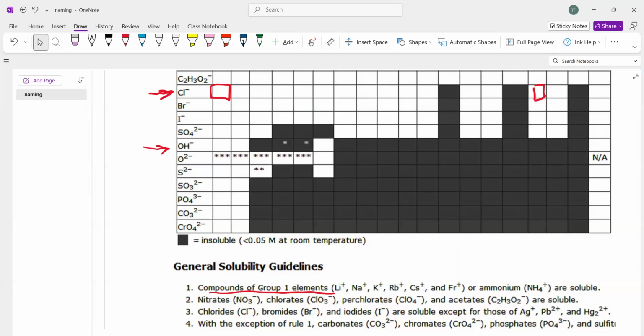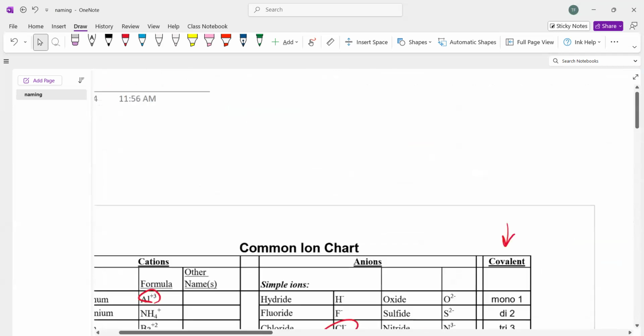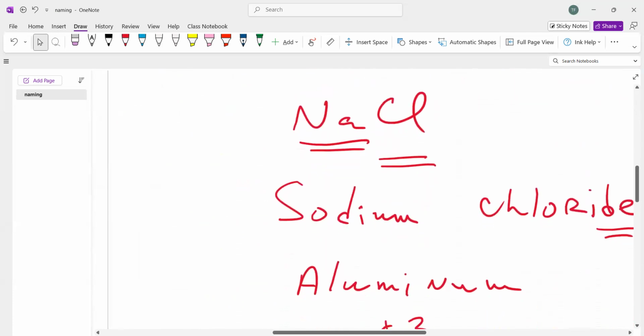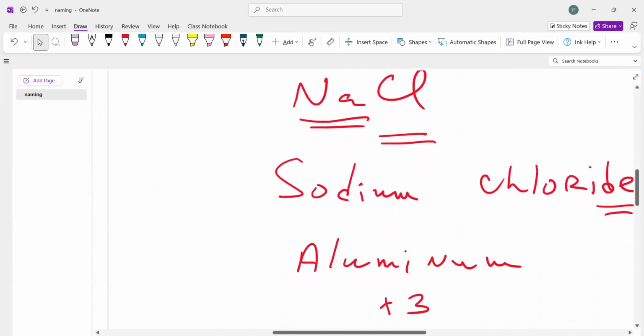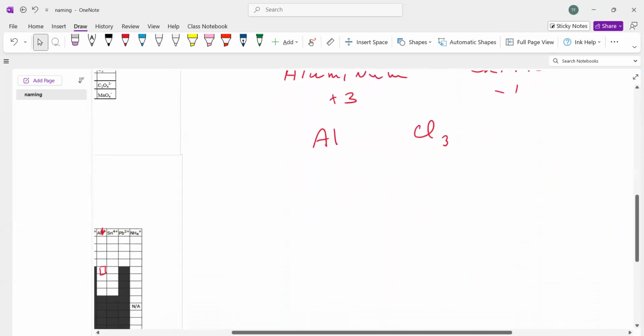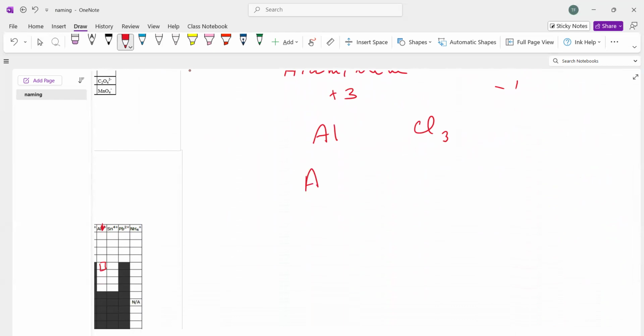Okay, so let's do some more of this naming stuff here. Okay, is everyone okay with this net zero charge? Does that make sense? All right, so let's do aluminum again.